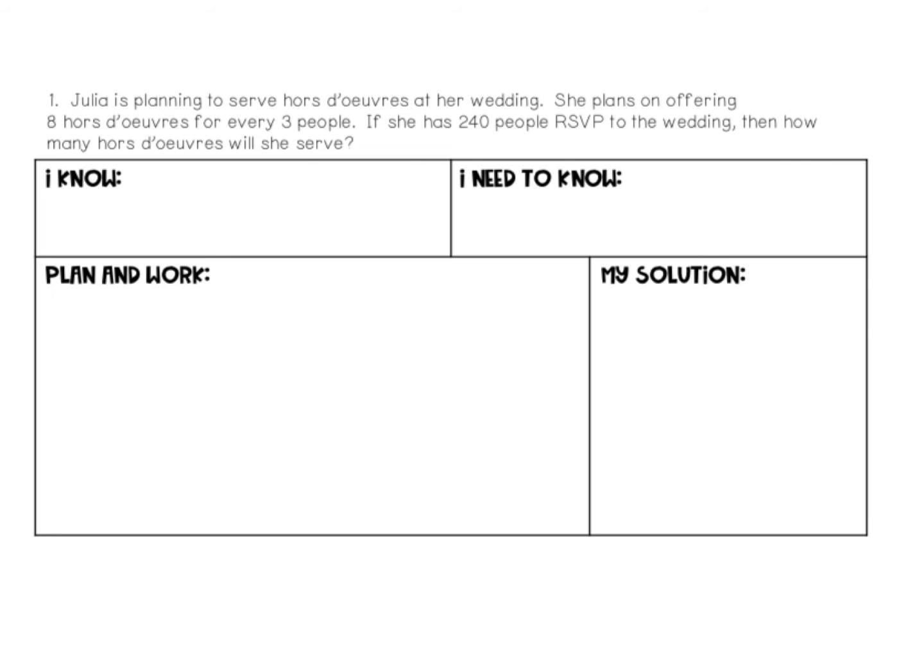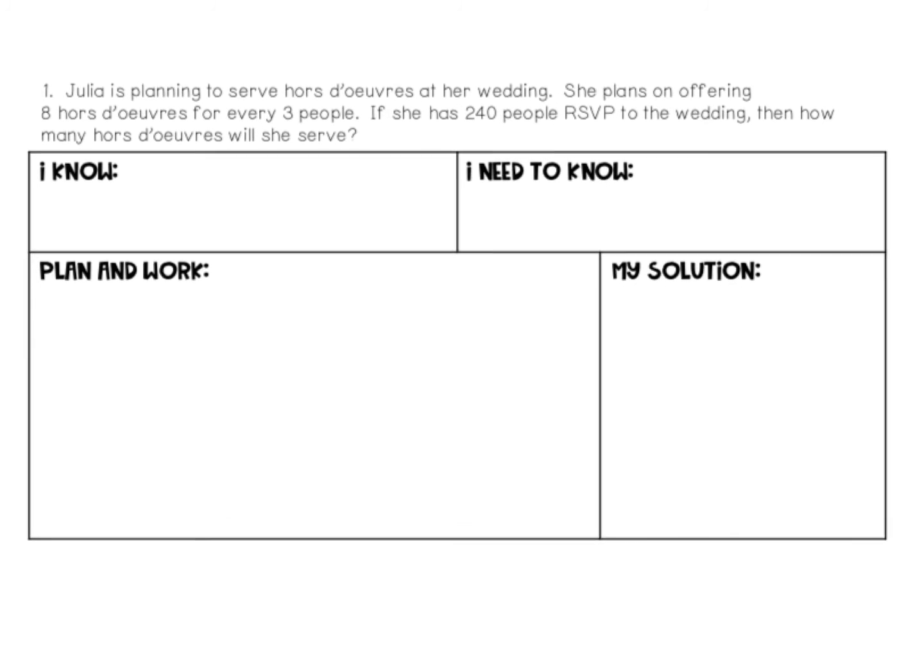So this one says Julia is planning to serve hors d'oeuvres at her wedding. So those are kind of like appetizers. She plans on offering 8 hors d'oeuvres for every 3 people. If she has 240 people RSVP to the wedding, then how many hors d'oeuvres will she serve?